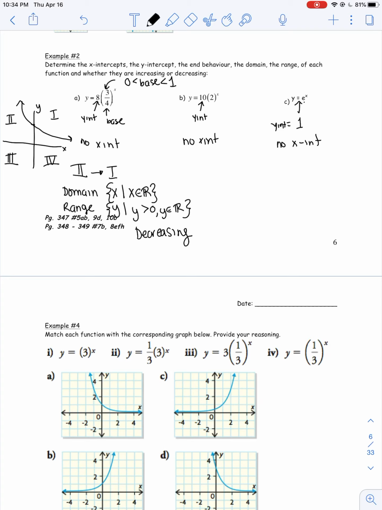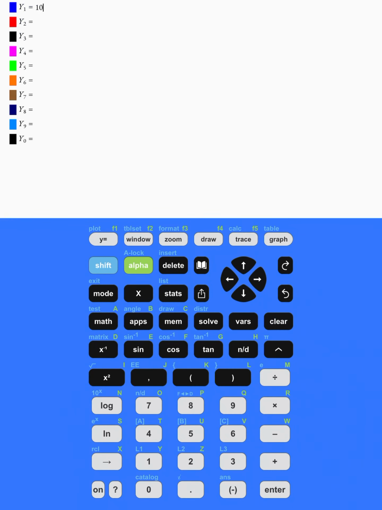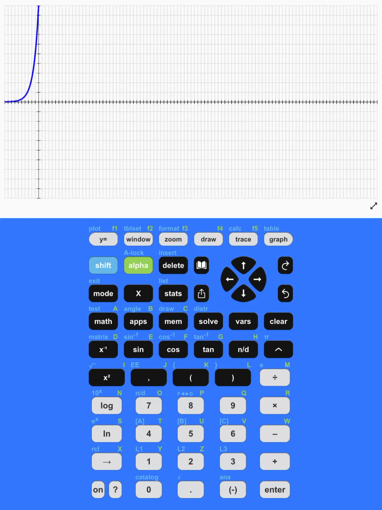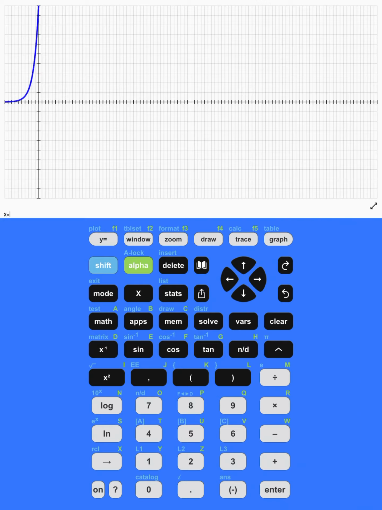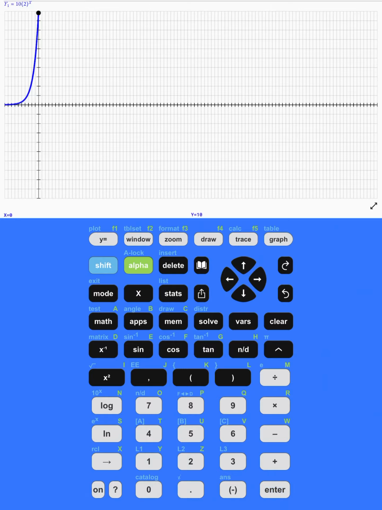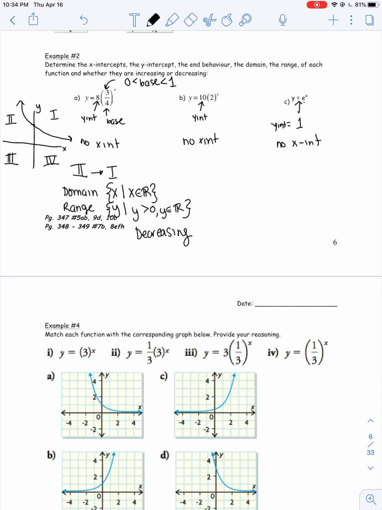So I'm going to graph the next one, 10 times 2 to the power of x. So what you'll notice is that this one is increasing. And if I go second trace number 1, or you guys will go trace 0, enter, I find that the y-intercept is 10, which we already talked about. That is our y-intercept is 10. There are no x-intercepts, and I'm also going to sketch it.